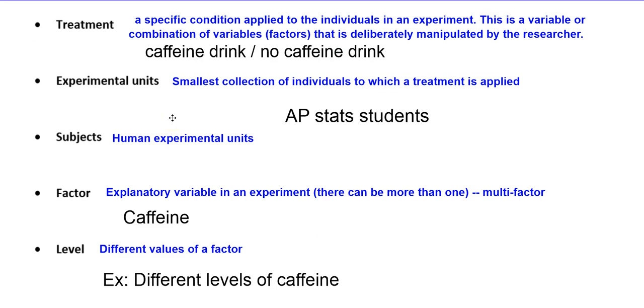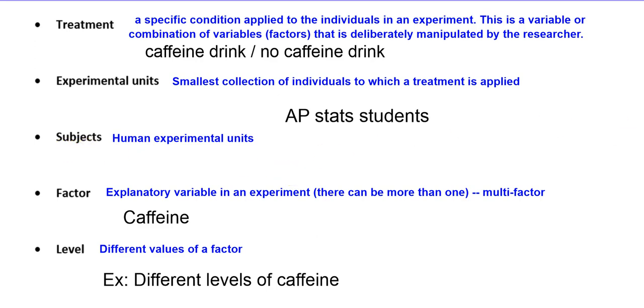The experimental units are the smallest collection of individuals to which a treatment is applied. So for example, if you randomly selected a classroom, the experimental unit would be a classroom. But I individually randomly select individual students in my class. All my experimental units are my AP Stat students. Usually if we have human experimental units, we call them subjects in the experiment.